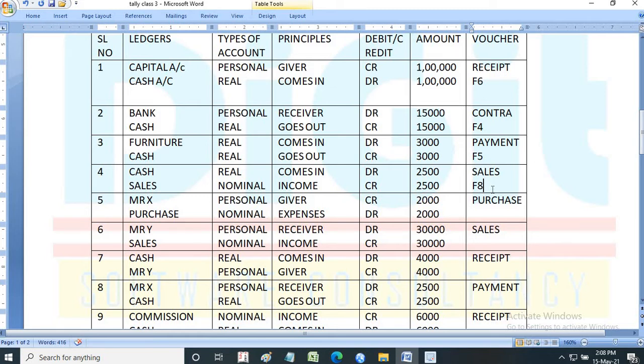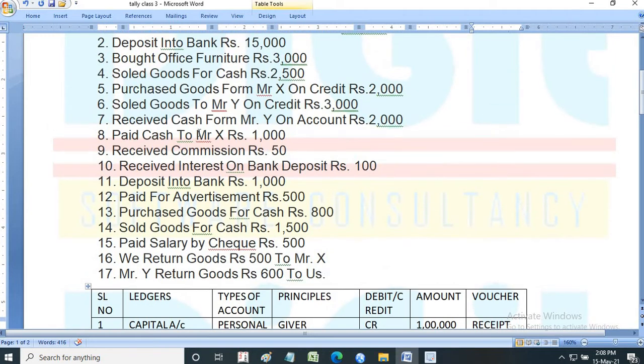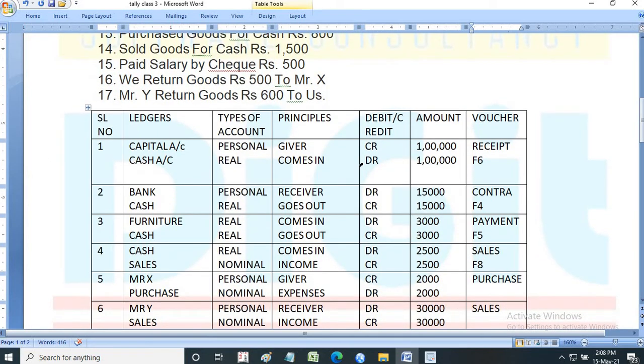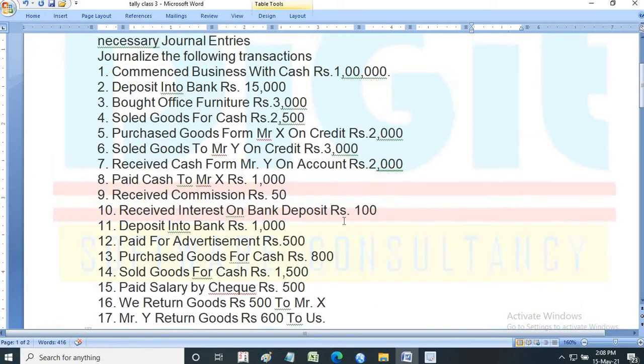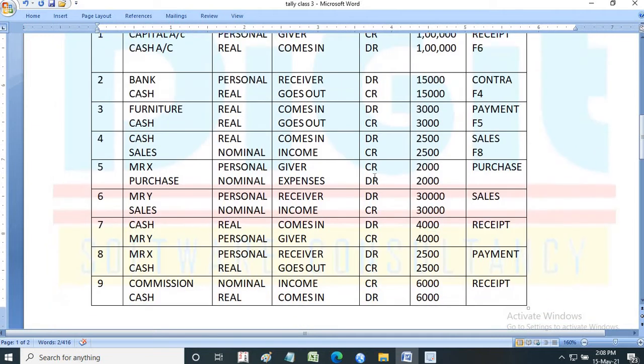Okay, when we press F8 from the keyboard, this sales voucher will appear. The next is this 3000, right? Sales is number 4. Okay, sales is this. Next is purchase goods from Mr. X on credit. This time it's credit, so one will be the purchase account and one will be Mr. X's account. So these two ledgers will be involved in this transaction.